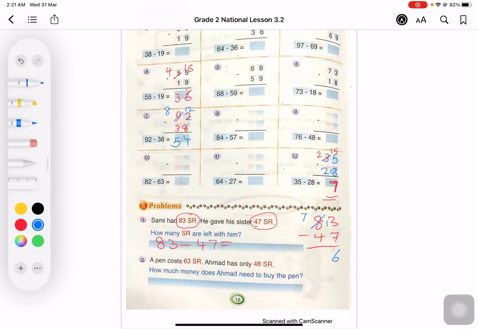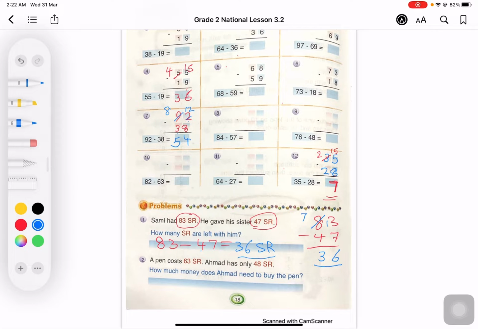Now, 7 minus 4, the answer is what? 3. So what is the final answer? It is 36. If you have 83 riyal and you give your sister 47, your money will become less and you will have 36 riyal left with you. The money you have left with you after giving your sister 47, you will have left يعني الباقي معك راح يكون 36 ريال.